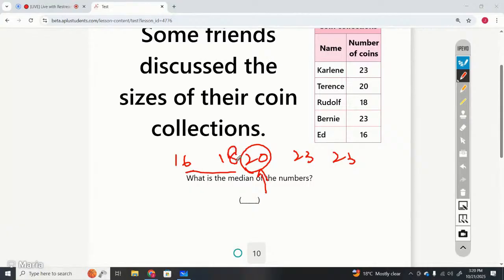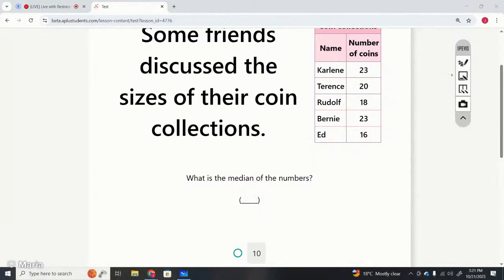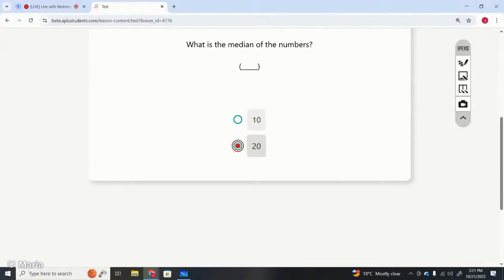Before the median, you have all the numbers that are less than the median, and after the median, you have all the numbers that are greater than the median. Got it? So the median is 20. 20 is the number that divides the data into two equal groups. So the correct option is 20.